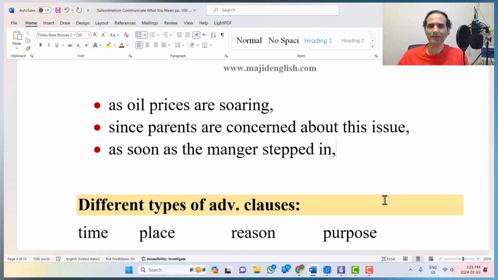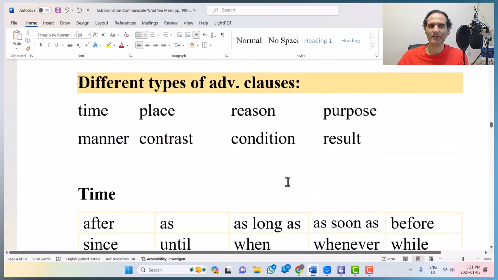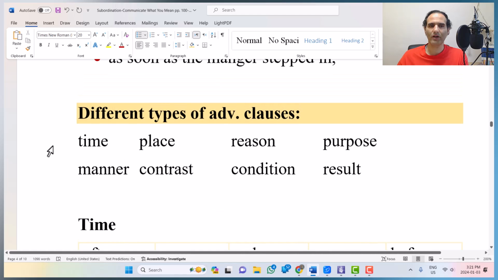Now, what are different types of adverb clauses? Adverb clauses are of these different categories: time, place, reason, purpose, manner, contrast, condition, and result. And throughout the following 5 or 6 videos, I will cover all of these in detail. Today, I just talk about time and place.